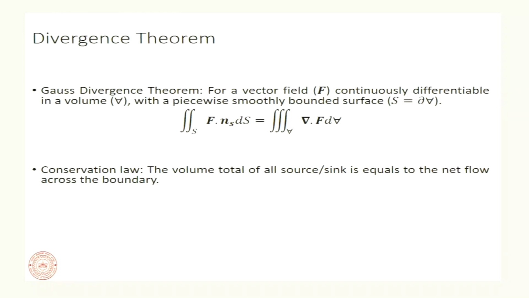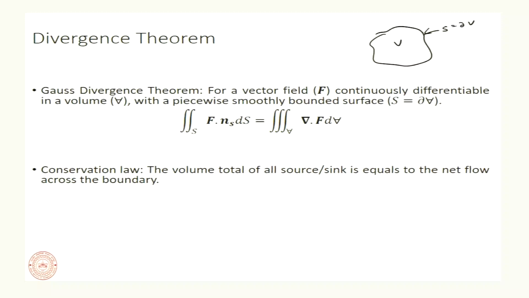So, the first theorem is the Gauss divergence theorem. It is one of the most critical and important theorems to be used. So, the Gauss divergence theorem: if you take a vector field f which is continuously differentiable in a given volume. So, let us take an arbitrary volume V which is bound by a surface S which is equal to del V. So, within this surface we have a function f which is a vector field.